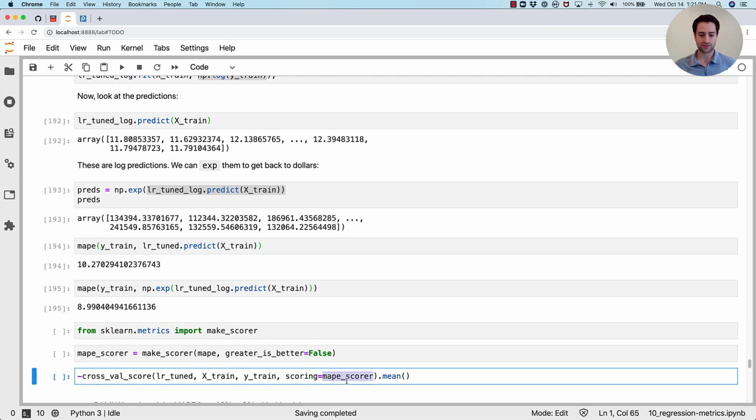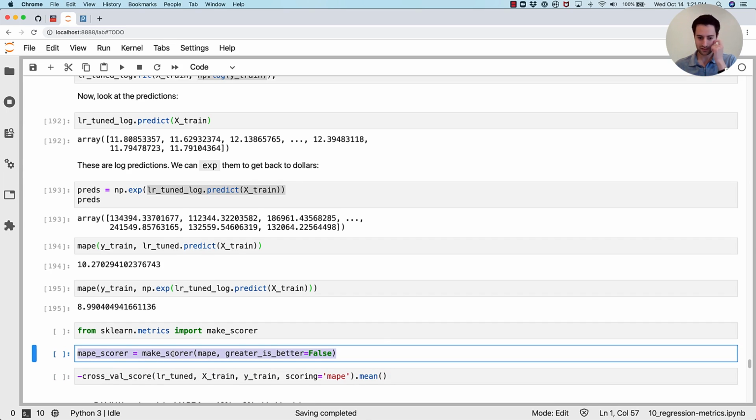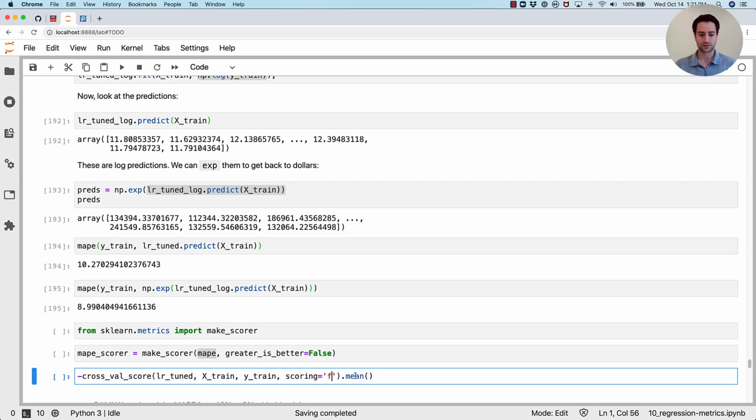So when you're calling cross-validation with classification, we did things like F1. That's because F1 is a known type of score in scikit-learn, and so if you just put in the string F1, it knows what you're talking about, but it doesn't know about MAPE, and so you have to do this make scorer thing and pass in my own MAPE function that I wrote, and then you can just pass in whatever score you want. So that's what that's all about.